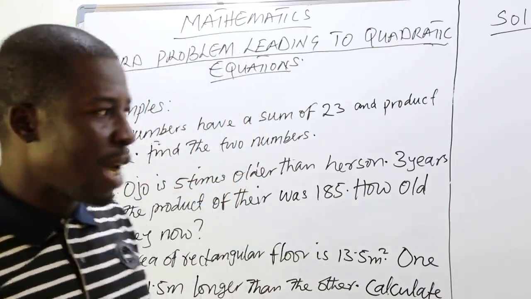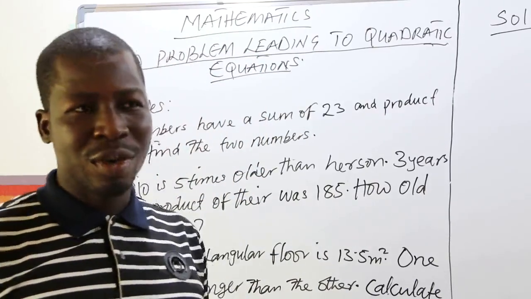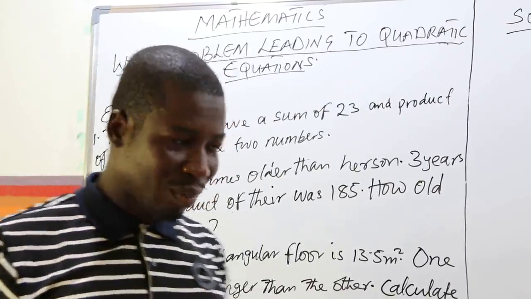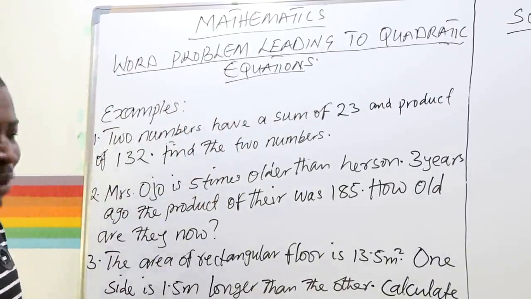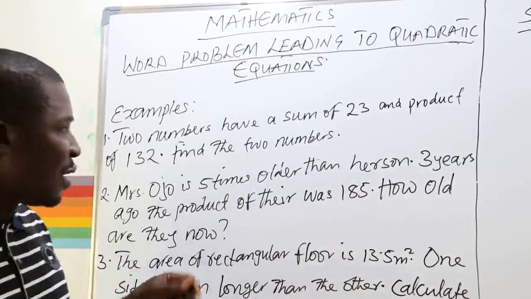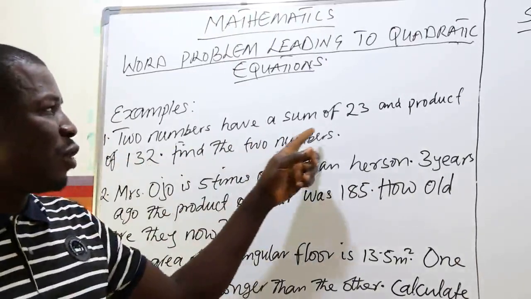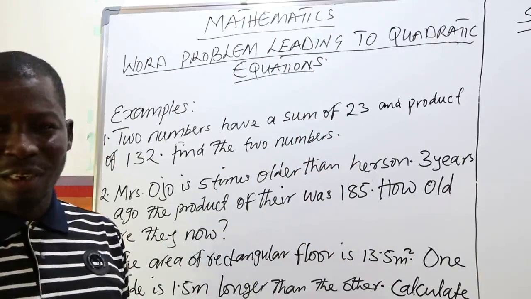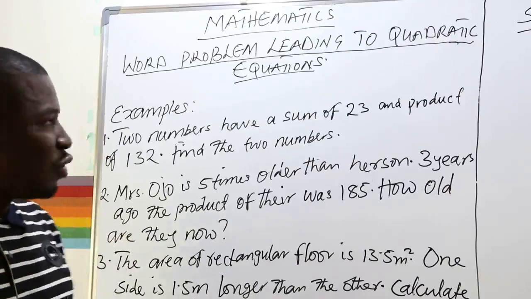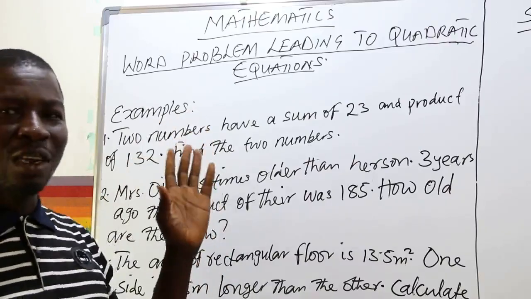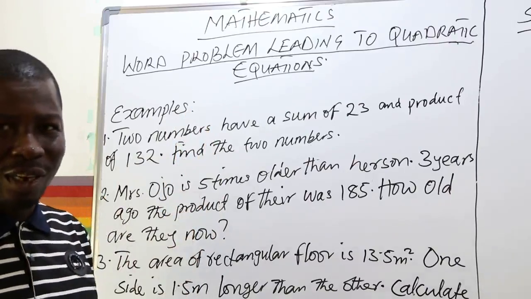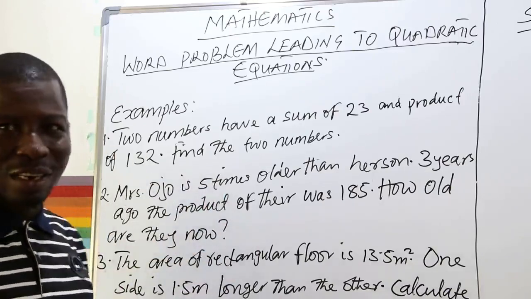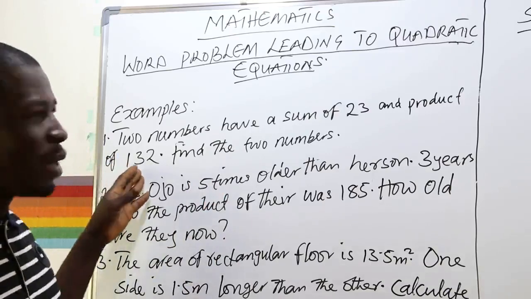So, having looked at this, now we want to take some examples of problems leading to quadratic equations. The first example on the board: two numbers have the sum of 23 and the product of 132. You have to find the numbers. Sum in mathematics means addition, so if we add these two numbers together, we have 23. And when you multiply the same numbers, you obtain 132. Now, how can we get these numbers? We don't know the numbers.